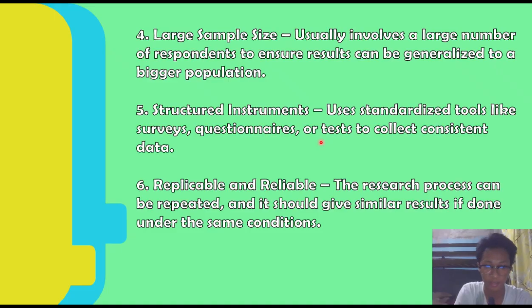the same things. Replicable and reliable. The research process can be repeated and it should give similar results if done under the same conditions. The research can be done again and will likely give the same result, which is dependable.